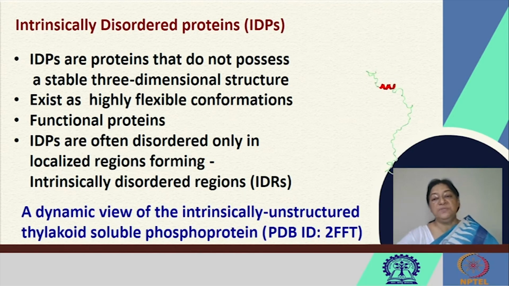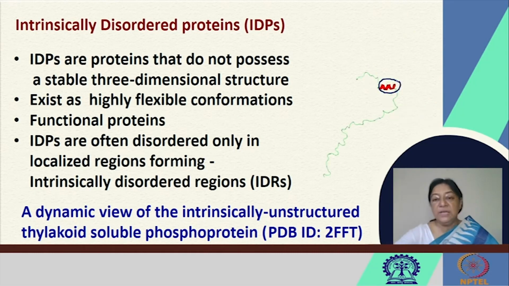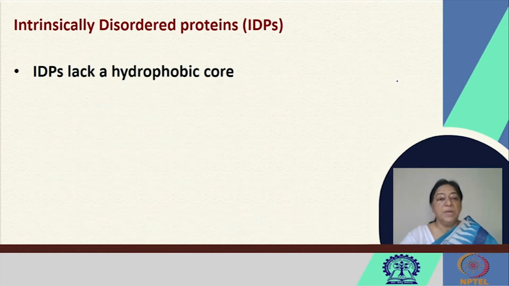We look at a specific example of a dynamic view of a protein in this case, where we can see the dynamic part of the polypeptide chain, but there is a specific alpha helical component that is rigid. Maybe it is required for recognition, but the rest of the polypeptide chain is extremely flexible in its motion.